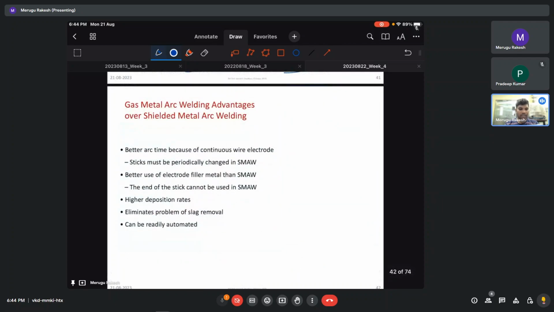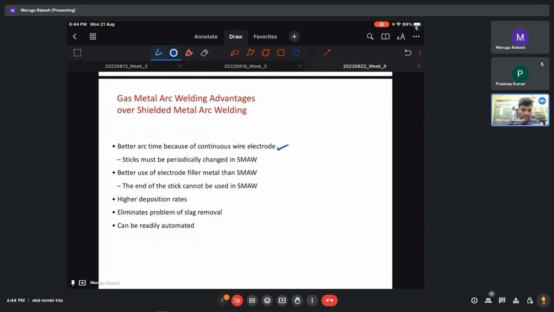So these are the advantages over shielded metal arc welding for MIG, that is metal inert gas welding. Better arc time because of the continuous wire electrode. But in the case of shielded metal arc welding, we are going to use sticks, which have to be periodically changed. And then we have better use of electrode filler metal than in stick welding.